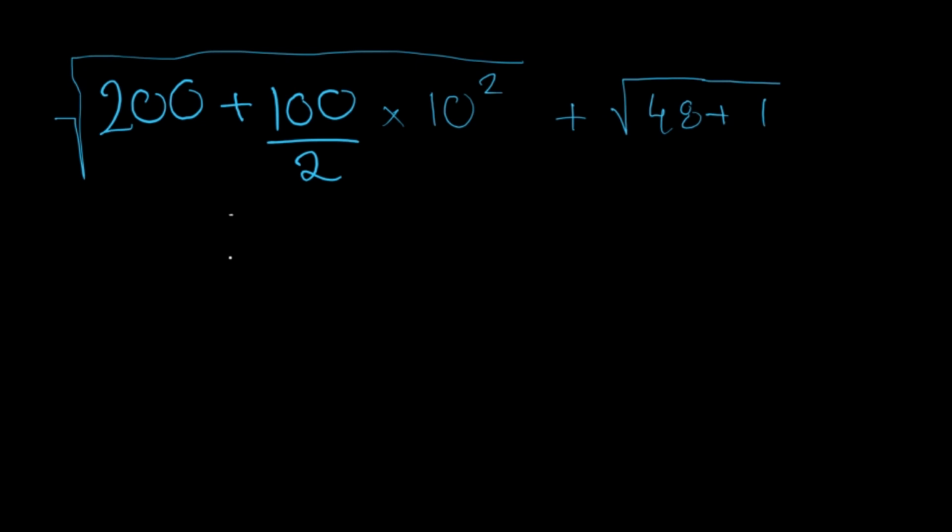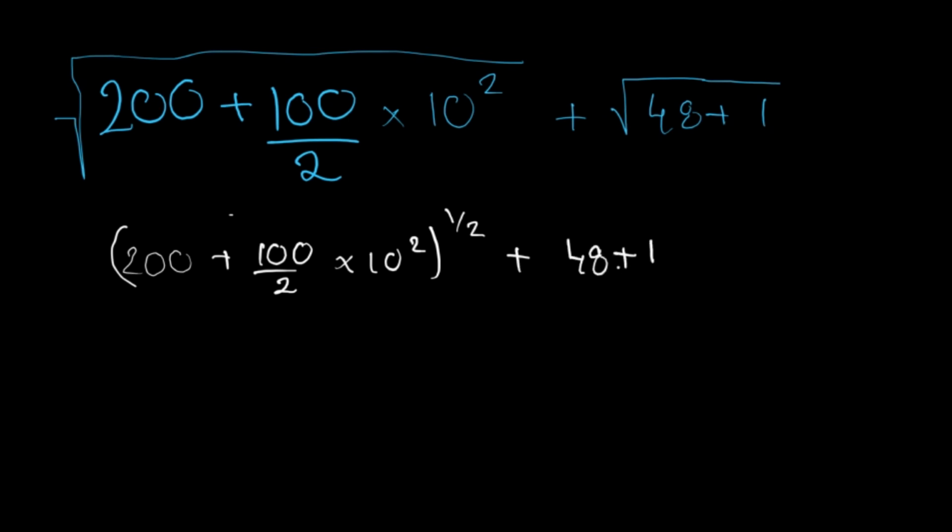Alright, same thing again. You have the square root, so just put that into brackets. So 200 plus 100 over 2 times 10 squared, all to the power of half, and then plus 48 plus 1, all to the power of half. So complete the brackets first. You do the indices, and then the division and multiplication from left to right, and then the addition.